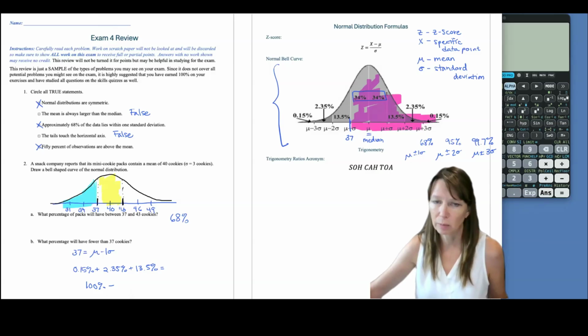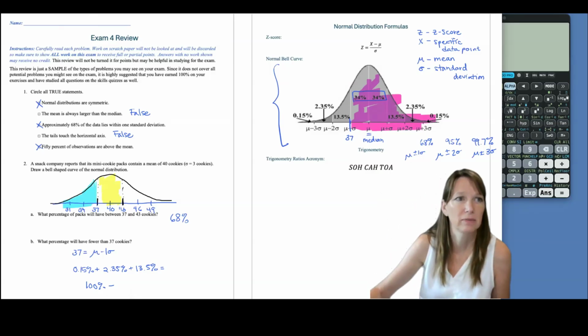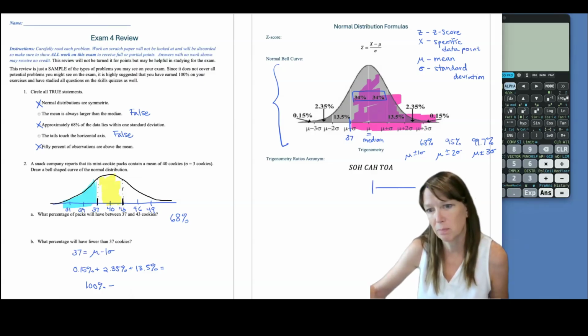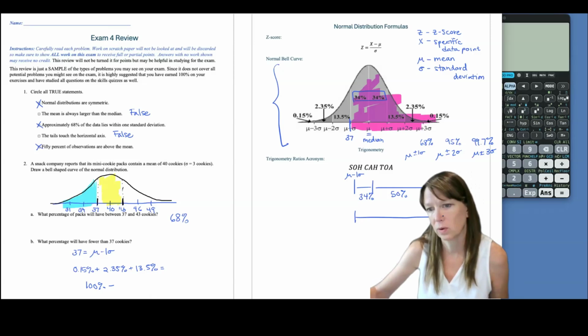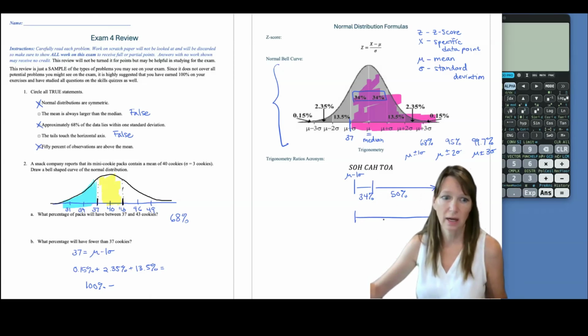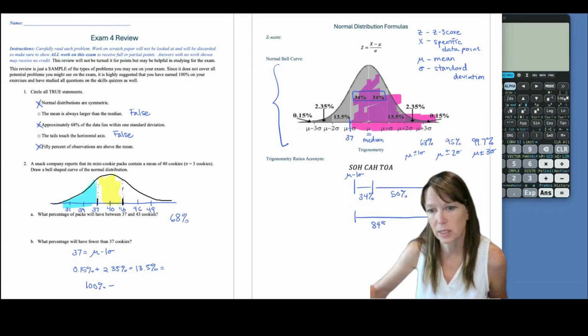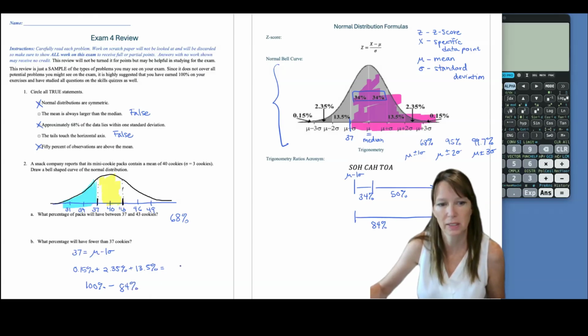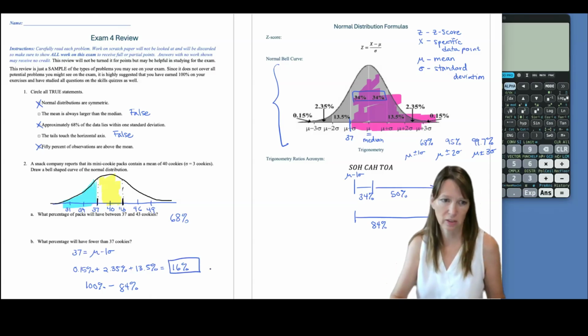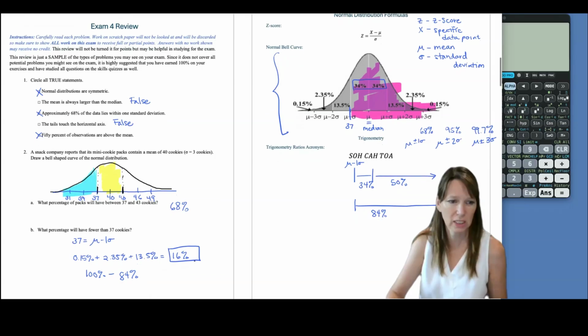Now there's a lot more percentages broken up in the greater than if you added them individually, but you could say anything from the mean or median on is 50%, and then anything from the mean to 1 standard deviation to the right is 34%. So everything to the right of 37 is 84%. So that means everything to the left is 100 minus 84%. We call that the complement, which is also 16%. So a couple ways that you can find that percentage. You choose which makes more sense to you.